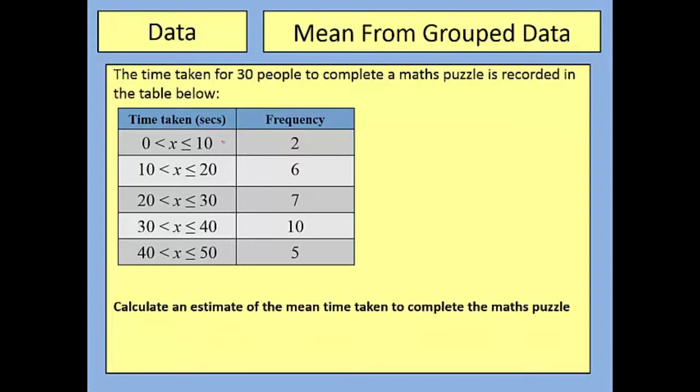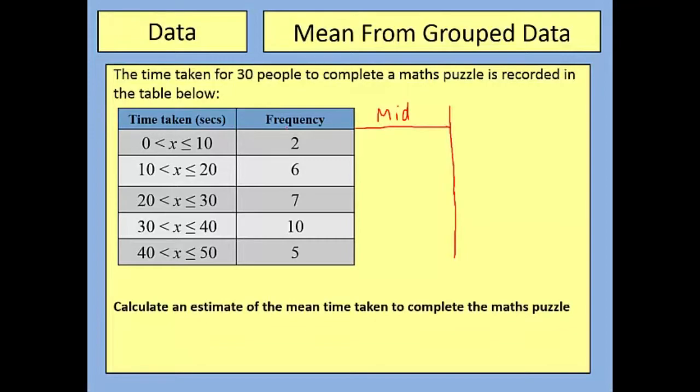So a sensible thing to do would be to assume that they take 5 seconds, because that's in the middle. These 6 people here, we assume that they took around 15 seconds each, because that's in the middle of 10 and 20, these 7, they take 25, in the middle of 20 and 30, and so on. So we need to actually create 2 more columns this time. The next column that we create is called the midpoint column, and then the final column will work the same as before. So this column here is the midpoints.